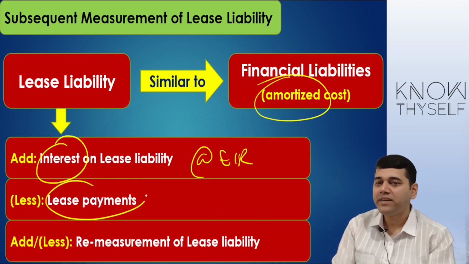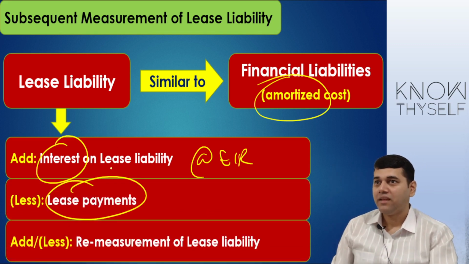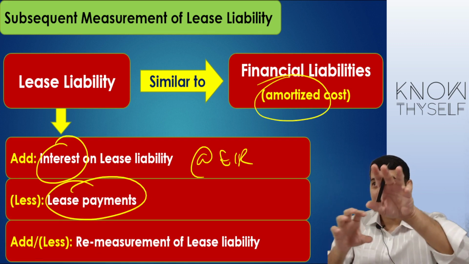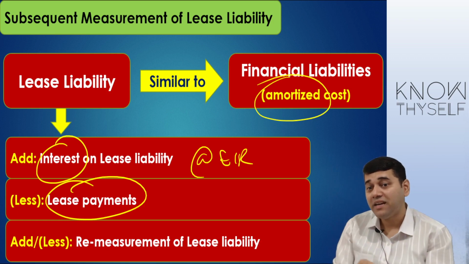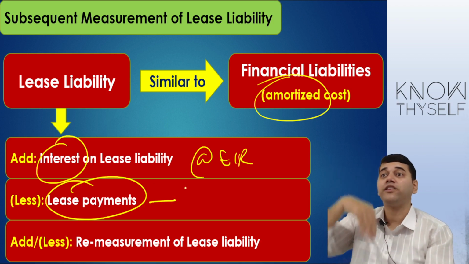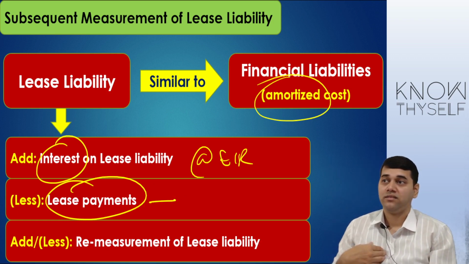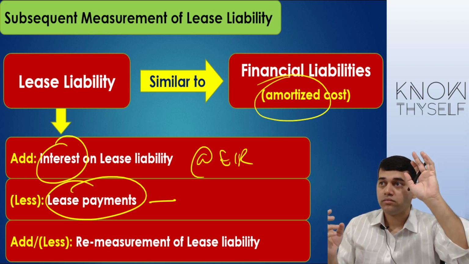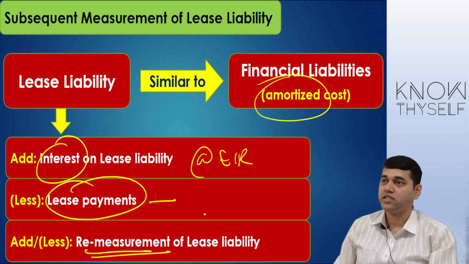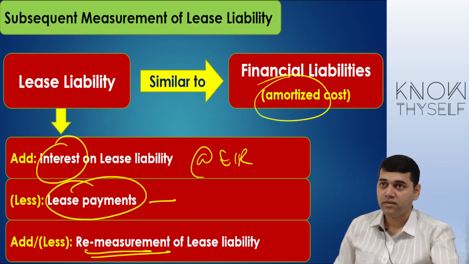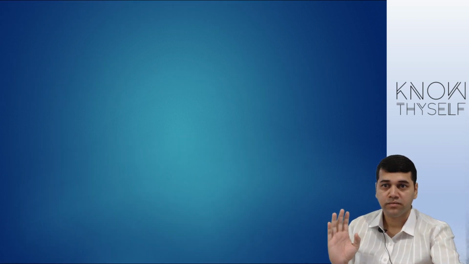You do the lease payments, you deduct it. And again, you should be careful, lease, non-lease, allocation. What will get deducted from the liability? The liability amount which you have used for discounting initially. Simply don't put any amount. And if any adjustments are done on account of remeasurement, that will get adjusted. Clear? Clear about subsequent measurements?